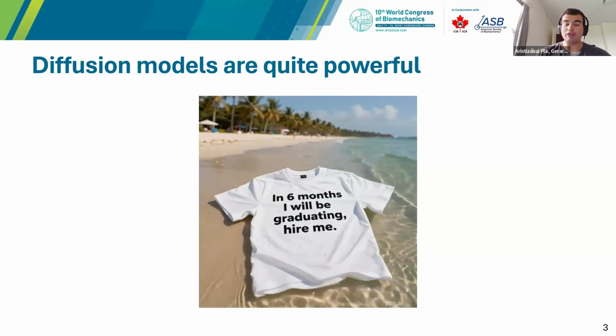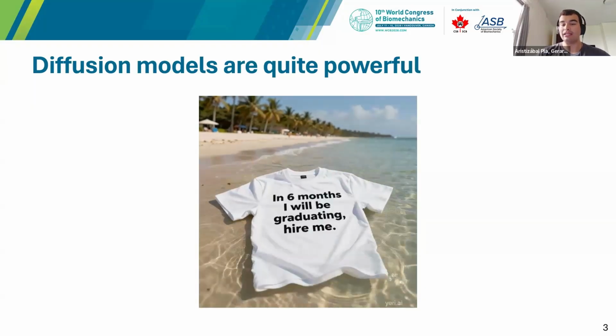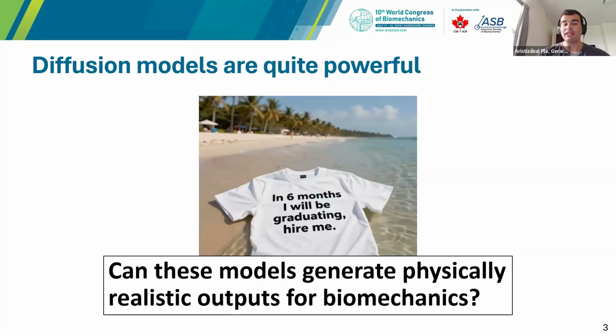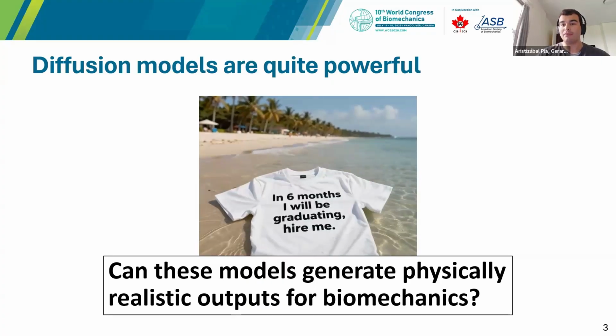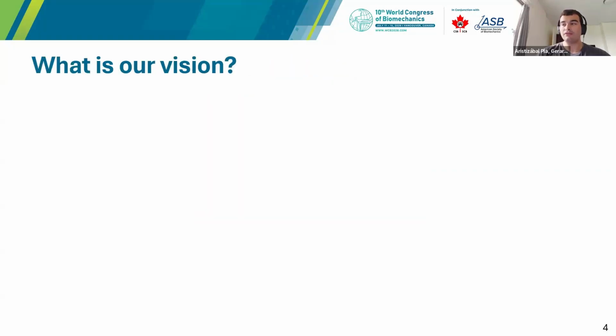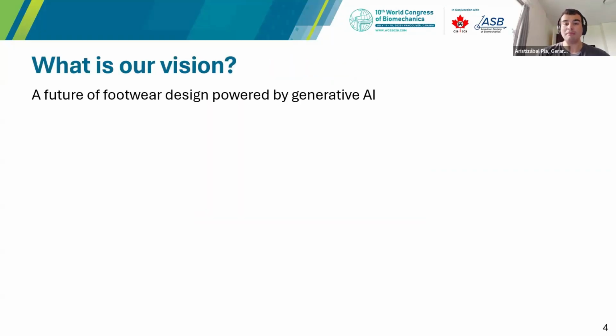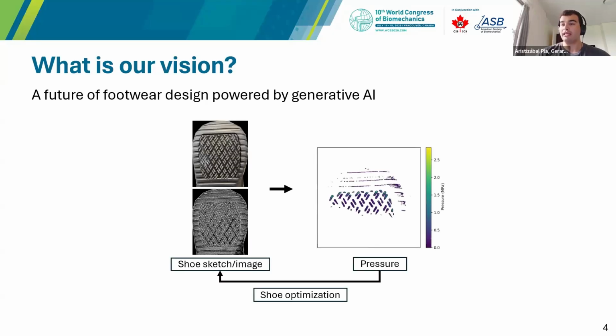Although the outputs of these look extremely realistic, the key question is if these models can generate physically realistic outputs that we can use for different biomechanics applications. Our vision is a future of footwear design powered by generative AI. The idea is that we can start with a shoe sketch or a shoe image, and then for a set of forces and shoe angles, we can compute the pressure distributions, and that would feed a shoe optimization step that would then update the shoe design.